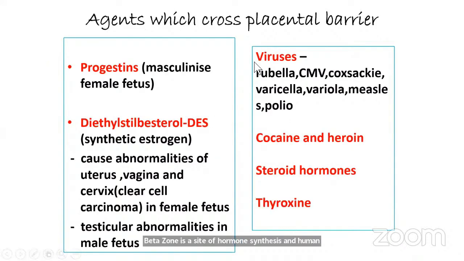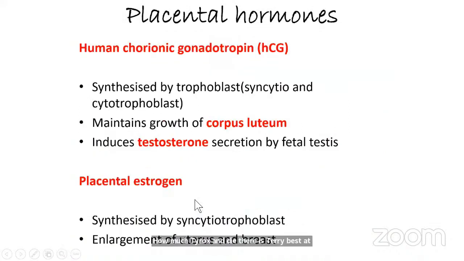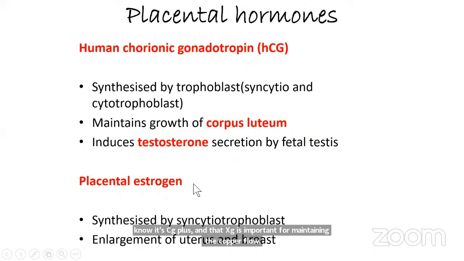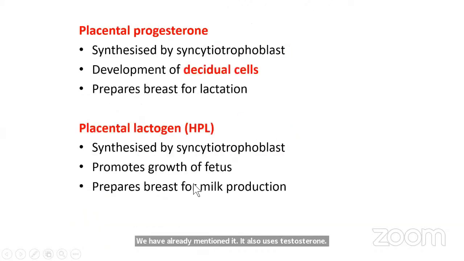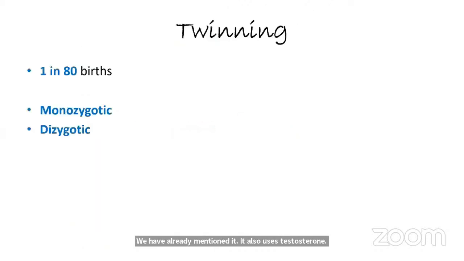Agents which cross placental barrier, this is also very important. You can remember the viruses. Then you can remember the cocaine, heroin, steroid hormones, thyroxine, diethylstilbestrol. Some of it you can remember. Then placental hormones, you know, HCG, placental. HCG is important for maintaining the corpus luteum. We have already mentioned it. It also induces testosterone. Then it produces placental estrogen, placental progesterone, placental lactogen.